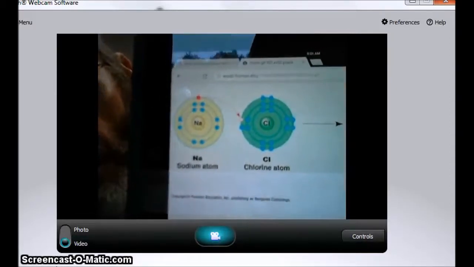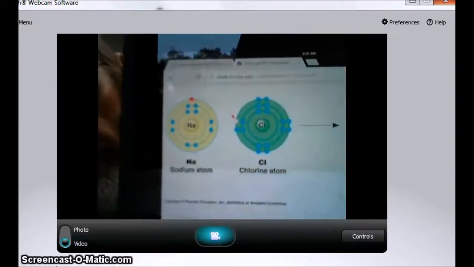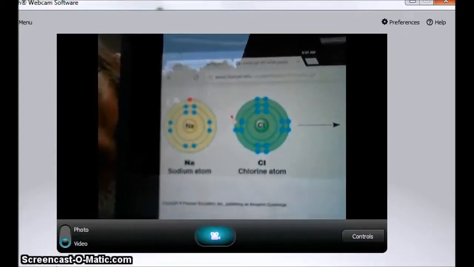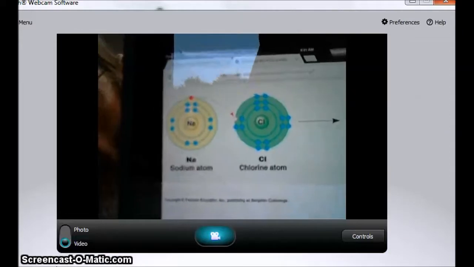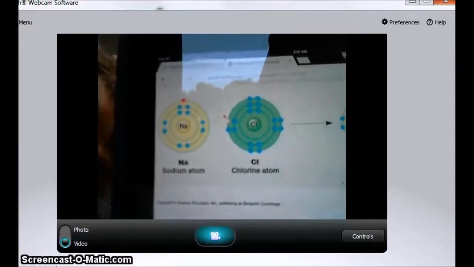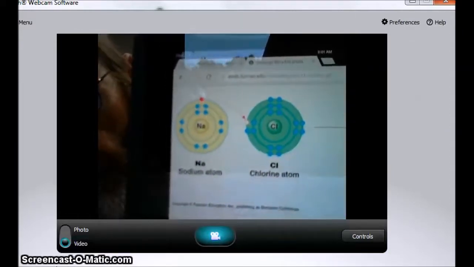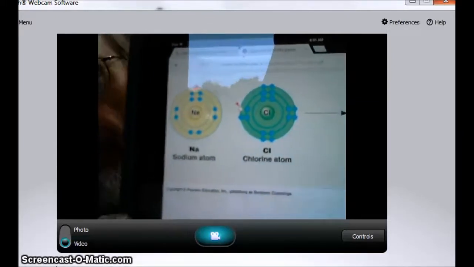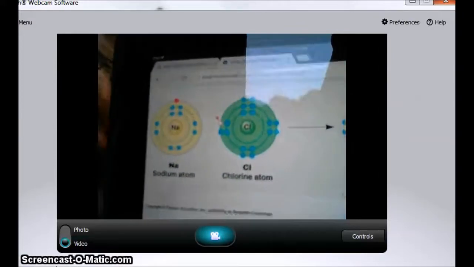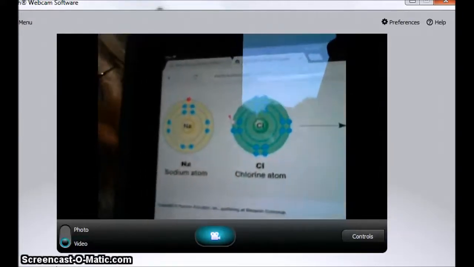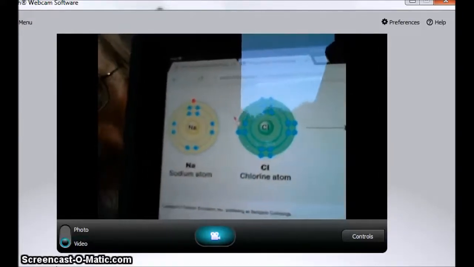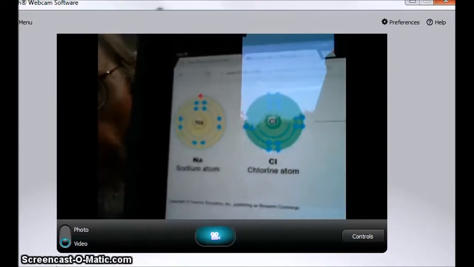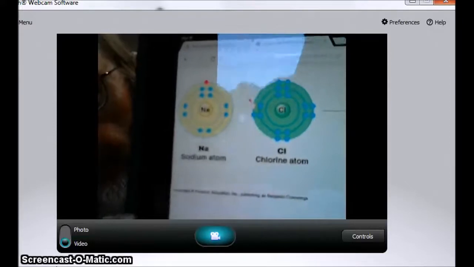The nucleus of each of these atoms is made up of protons and neutrons, and there's an electron cloud spinning around the outside. The electrons are so small compared to the protons and neutrons that we sort of ignore them in terms of atomic mass, but they do have mass. They are 1/2000th the mass of a proton or a neutron.